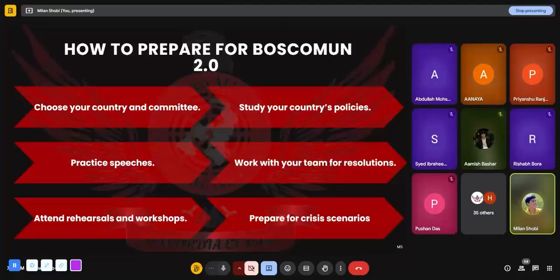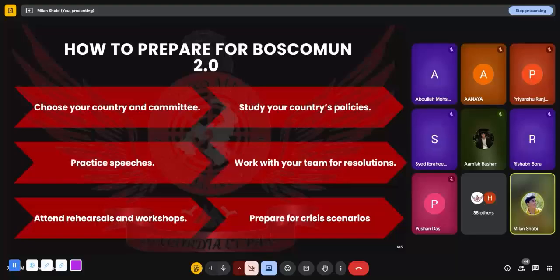Going further, how to prepare for BoscoMUN 2.0. This year, we have very exciting agendas to speak of. Some agendas are very conflicting as well. I can expect a lot of drama in that particular committee, given the agenda is very, very hot, honestly. So, coming to how you would want to prepare for BoscoMUN 2.0, if you're planning to win, then first of all, choose your committee and country wisely.